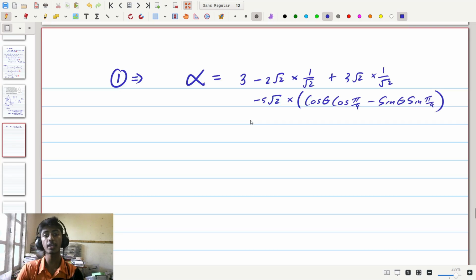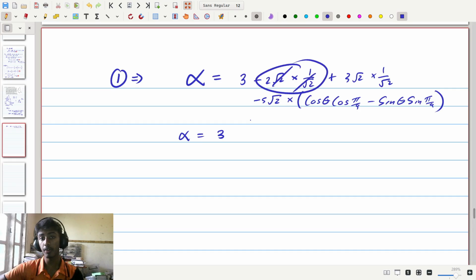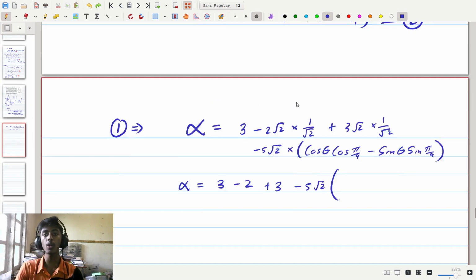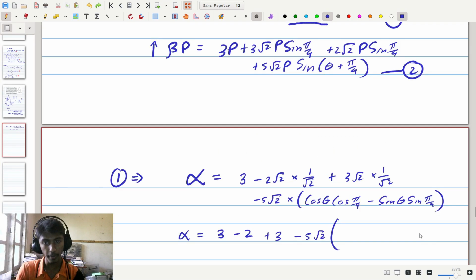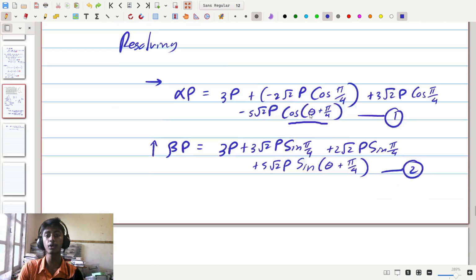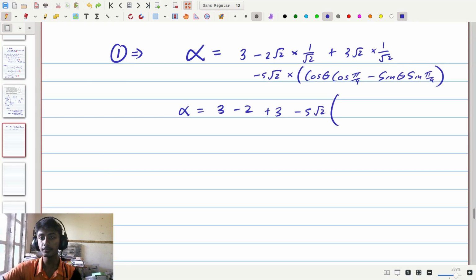Now simplifying this down, we get that alpha is equal to 3. This is going to become minus, the root 2 and 1 over root 2 cancel to give us minus 2. So minus 2, and then this plus 3 root 2 times 1 over root 2 is going to give us plus 3. And then this thing is going to become minus 5 root 2 times, and we can substitute into here. We know cosine of theta, sine of theta, and we know cosine of pi by 4 and sine of pi by 4. So cosine of theta was 4 over 5 and sine of theta was 3 over 5. Substituting into here, we have 4 over 5 times 1 over root 2 minus 3 over 5 times 1 over root 2.